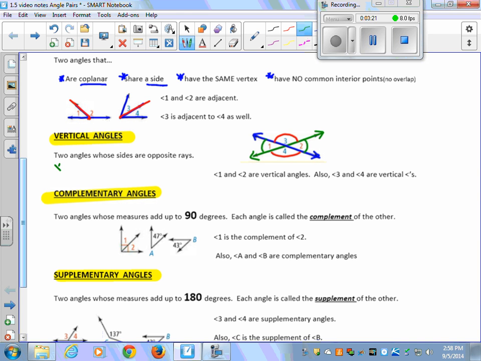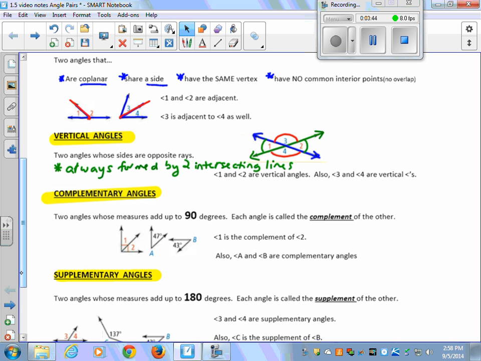So I'm going to add here that they're always formed by two intersecting lines. So if you see two lines, then you know you can find some vertical angles.